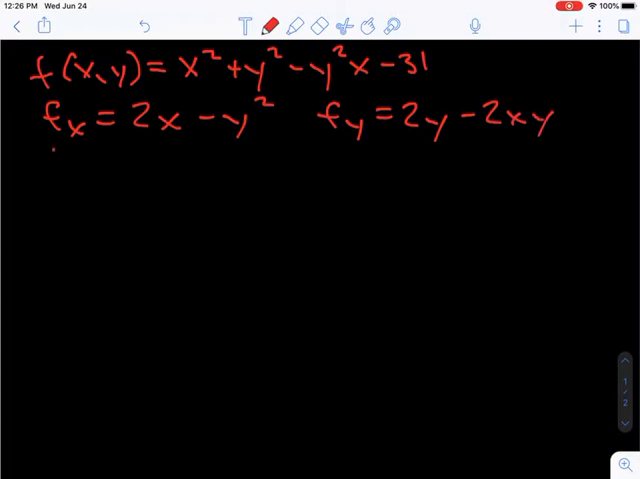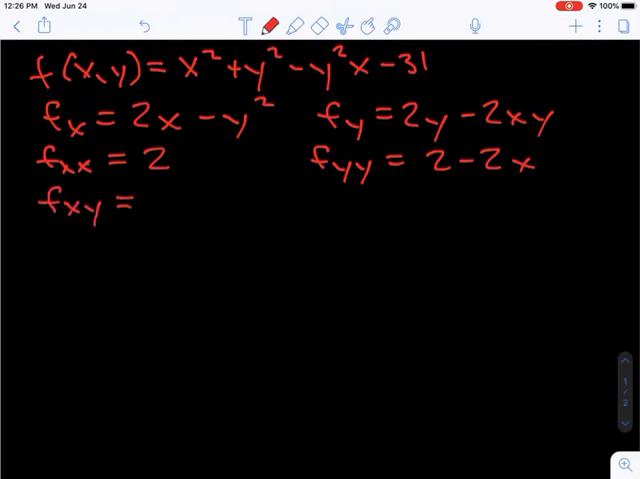Our second partials: fxx is going to be 2, and fyy is going to be 2 minus 2x. And then let's find our mixed partials. f of xy is going to be equal to negative 2y, and f of yx is going to be equal to, better be the same thing, negative 2y. Okay, so note that those are the same.